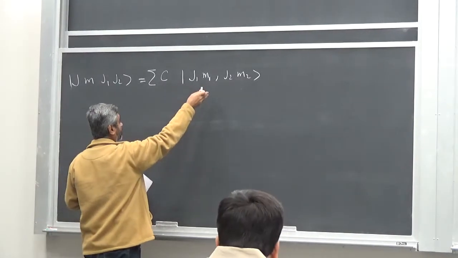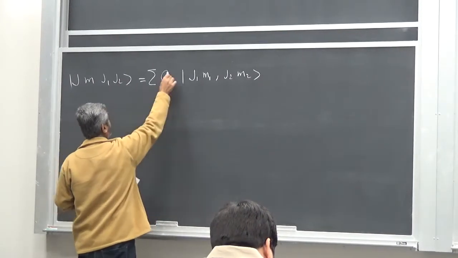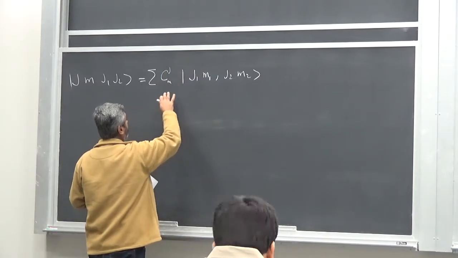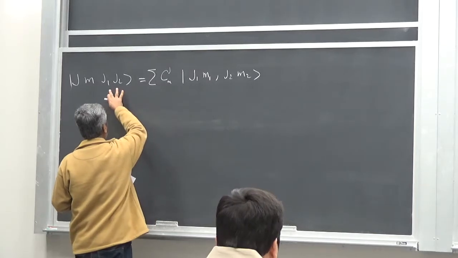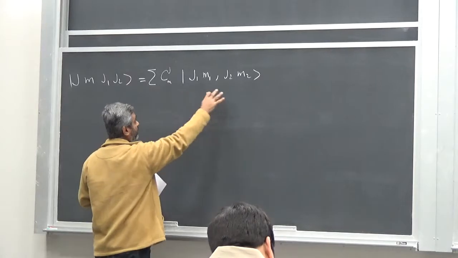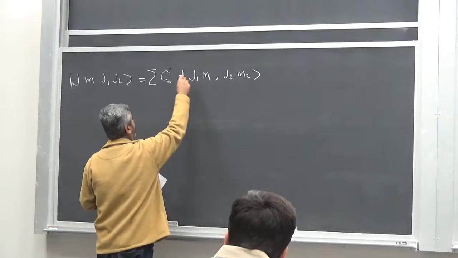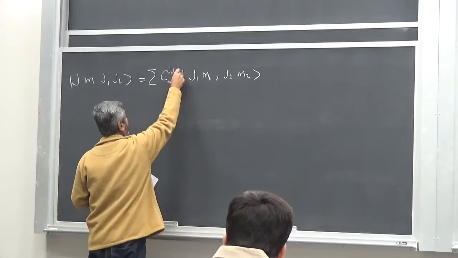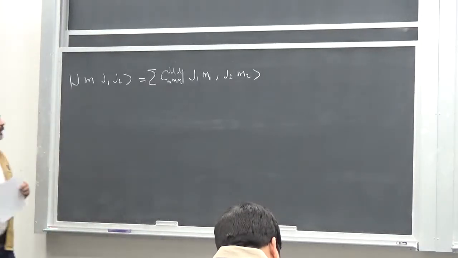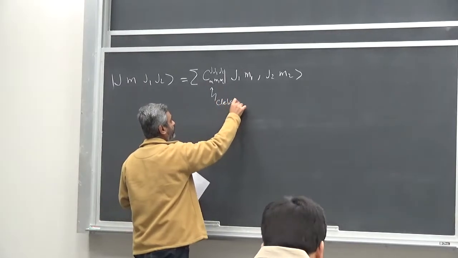They will depend on which state you are trying to write, so JM, and which states. This particular state is going to be written as a particular linear combination of some of these states, so which state, and in terms of which ones. So J1, M1, J2, M2. Okay? And these things, as I said yesterday, are called Clebsch-Gordan coefficients.